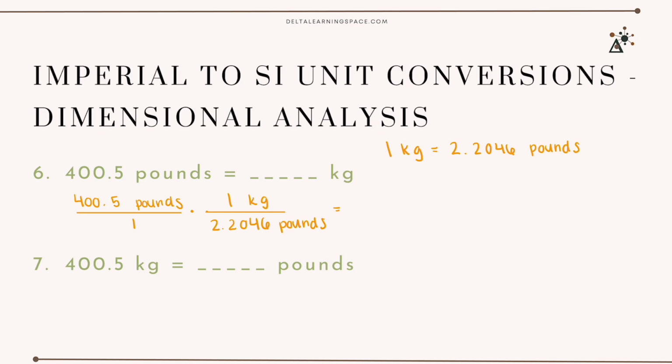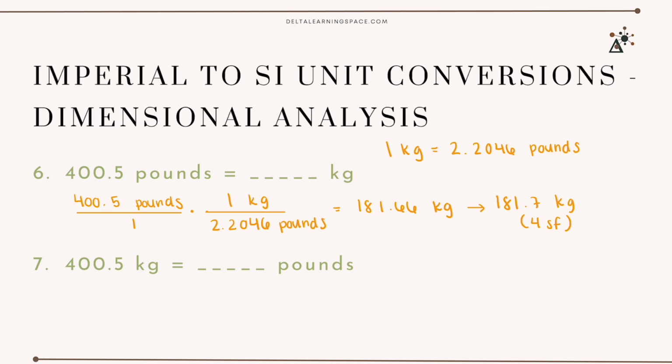And when we do this calculation, we get 181.66 kilograms, but rounded to 4 sig figs, this will round to 181.7 kilograms with 4 significant figures. Pause the video and use dimensional analysis to find out how much 400.5 kilograms is in pounds.